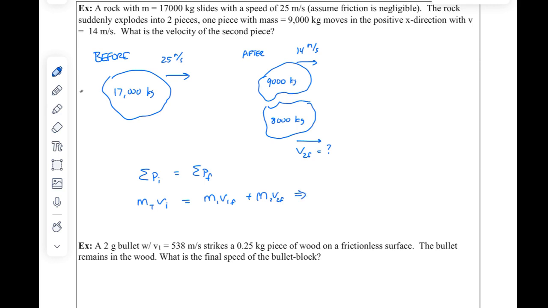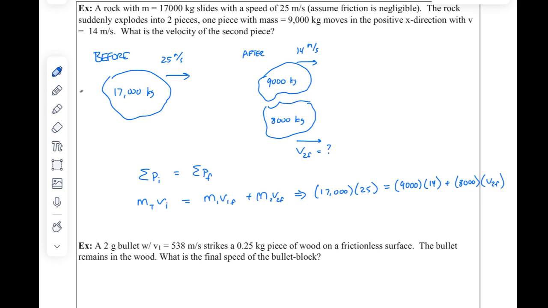And I could plug some numbers in. My total mass to begin with was 17,000. My initial speed to begin with was 25. So that's my before side, and that's equal to my after side. So afterwards, I've got this 9,000 kilogram piece that's moving at 14 meters per second, and then I've got this 8,000 kilogram piece, and it's moving at I don't know. And so I could calculate this out.